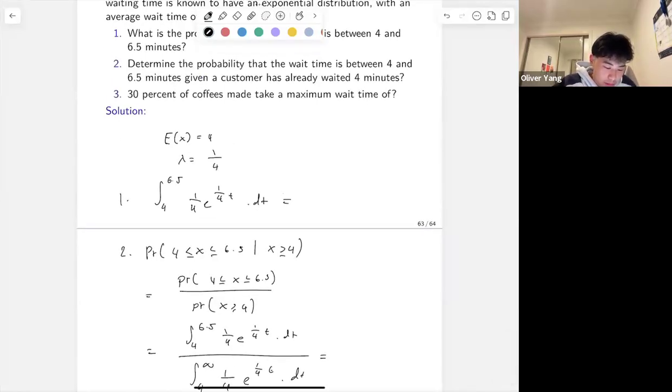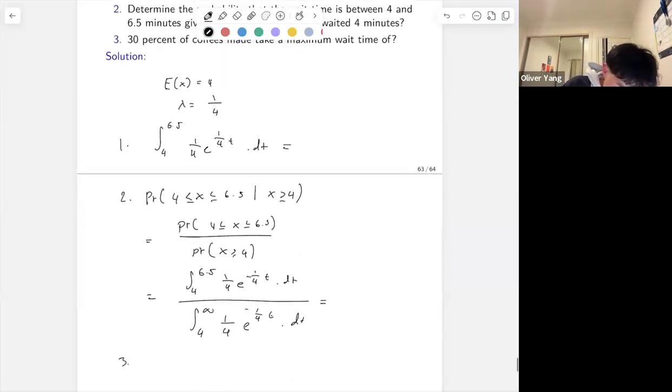3. 30% of coffees may take a maximum wait time of... So I've given you the percentage, right? So now you just have to work out, I guess, what the time is, right? Negative power. Yes, I've dropped it. That's my bad. Okay, cool. So how do we work out this?